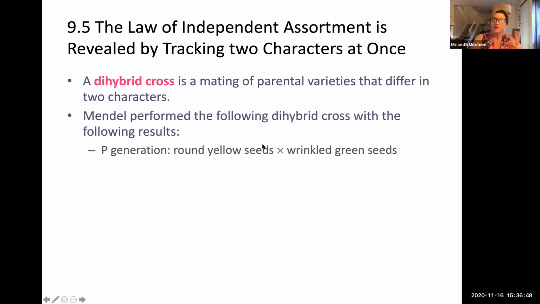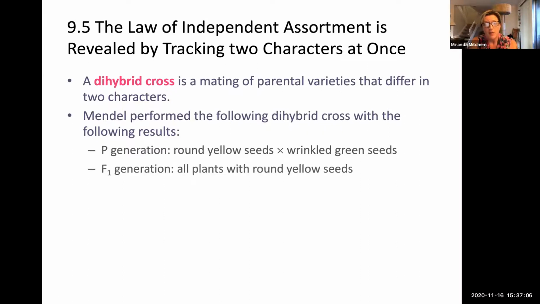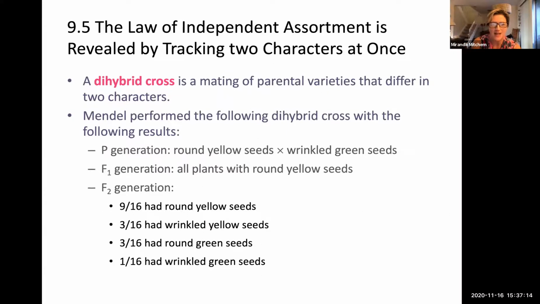Now he was looking at two characters. So we've got round yellow seeds, and then we've got wrinkled green seeds. So we've got color and shape of the peas. Those are the two characters in this dihybrid cross. The F1 generation all look the same. So these are all plants that have yellow round seeds, and we'll see the example on the next slide.